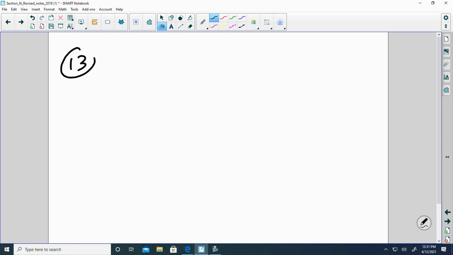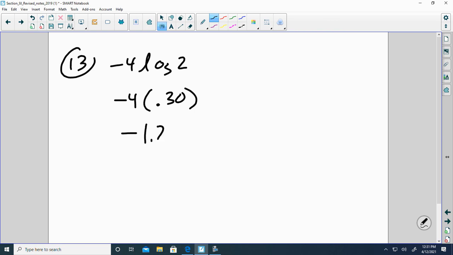All right, number 13, it was negative 4 log 2, is that right? So they told us up above, so the negative 4 is going to come down. But they said that log of 2 is about 0.30. So then you'd multiply that. Just get that.